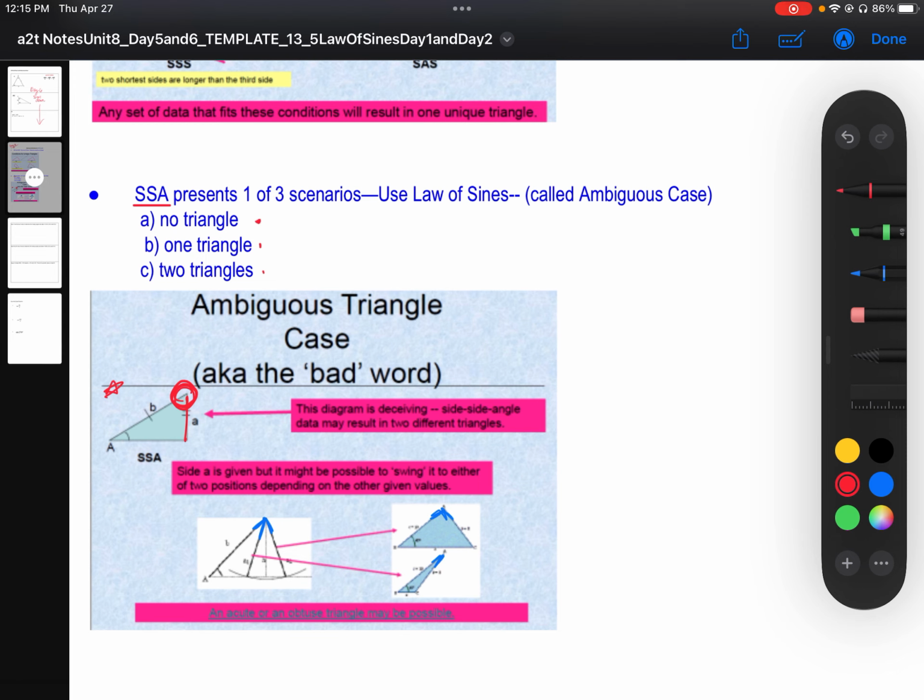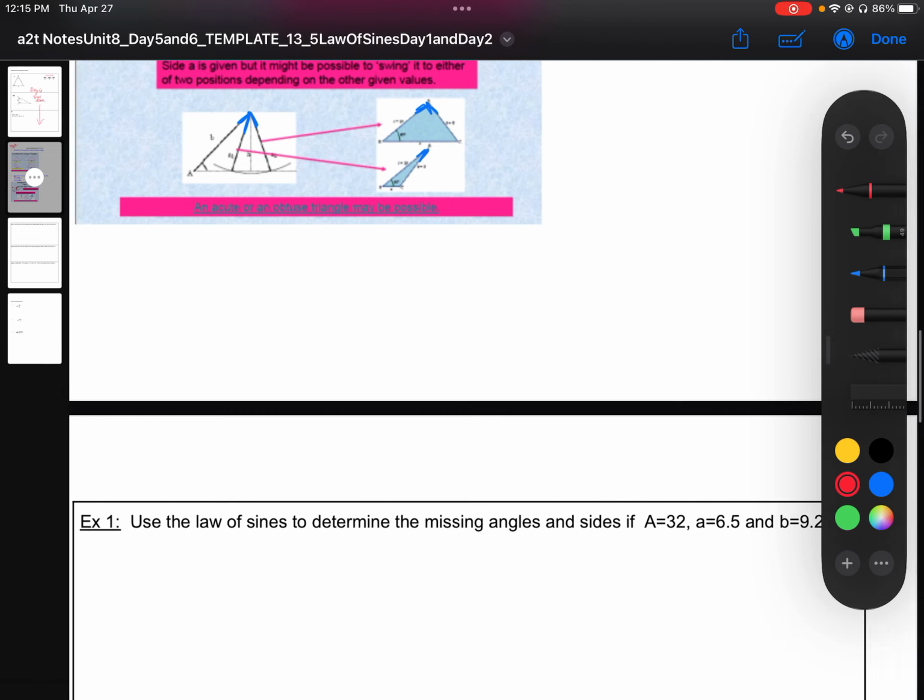It's possible that we find out this angle, but if the angle given and the angle that we find sum to greater than 180, then there's not enough left to create a third angle. So then we say the triangle doesn't exist.